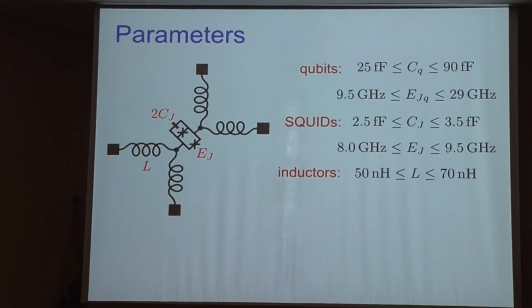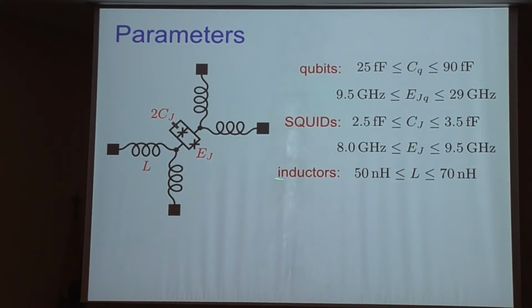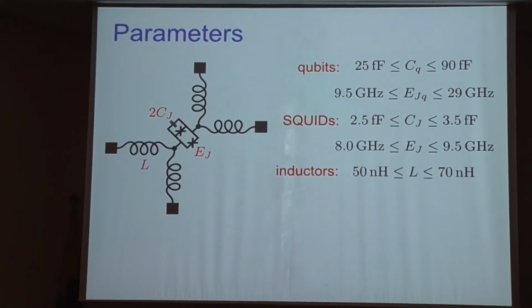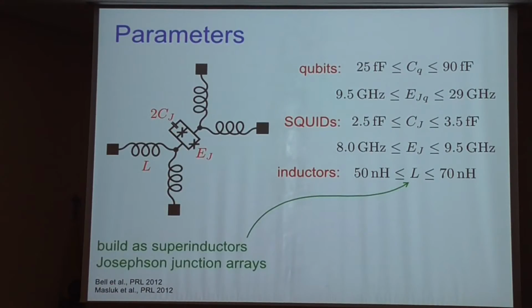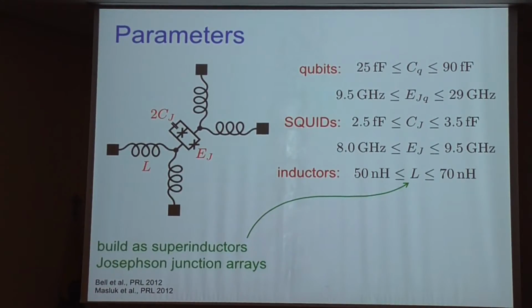So one thing that is a bit challenging at this point is that these inductances need to be rather large, but there are ways to build such large inductances as so-called superinductors. This would mean that the inductance is not just a coil of wire, but is a Josephson junction array. I think there are inductances of 250 nanohenry.